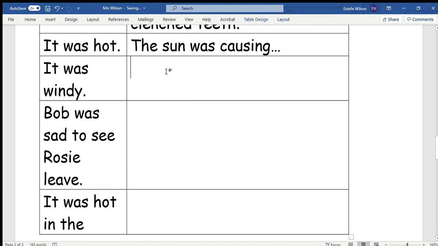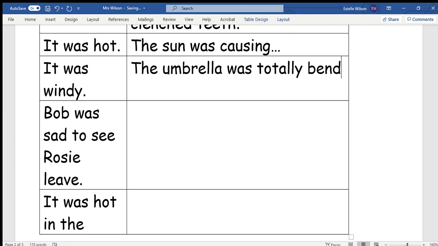Okay, let's look at this sentence. It was windy. Again, this is just telling me how can we show it's windy. So if you think, what happens when it's windy outside? So for me, this is a good example. I'm going to put the umbrella was totally bent. Was totally bent out of shape. That often happens in the wind.